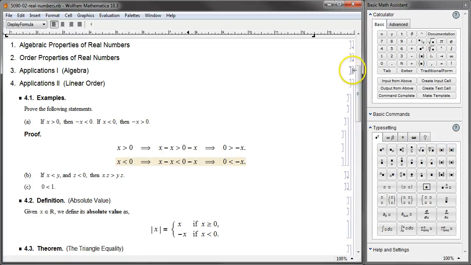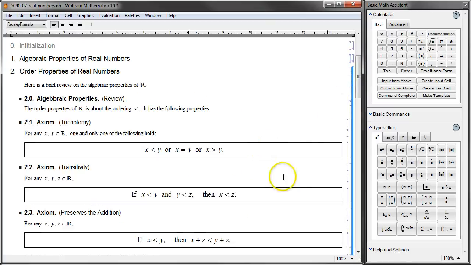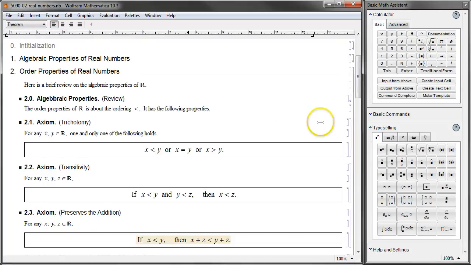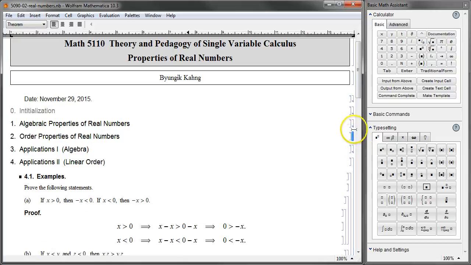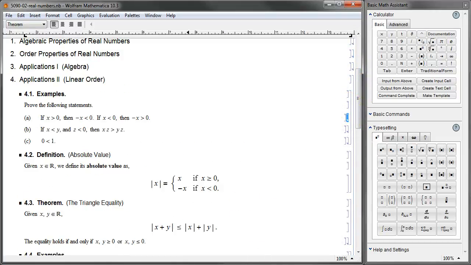Which properties did we use, by the way? No, not that one. This one. We just used this one: inequality preserves the addition. Okay, how about the next one?